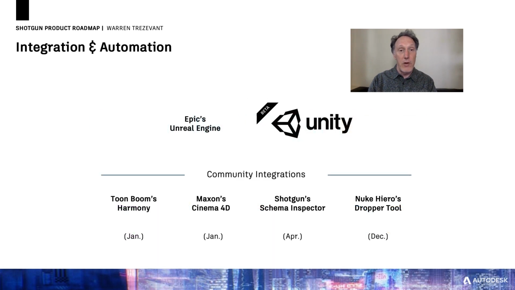This Toolkit platform is available for others to build integrations as well, and we've seen companies like Epic and Unity build integrations for their game engines with Shotgun. And we've seen individual contributors in the community take advantage of the Toolkit platform to build integrations and then share them back into the community. Some of the community integrations we've enjoyed recently are Toon Boom's Harmony, Maxon Cinema 4D, Shotgun's Schema Inspector, and Nuke Hero's Dropper Tool.